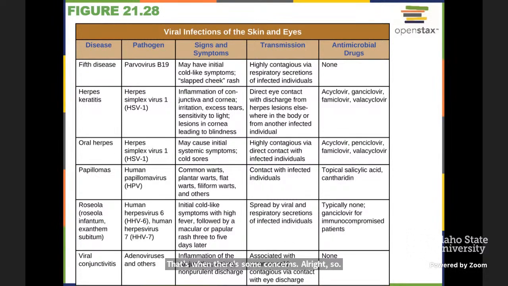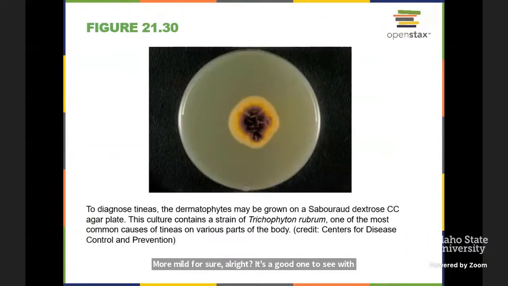And then the viral conjunctivitis, like I said, with it compared to the bacterial, non-purulent discharge, more mild for sure. All right. It's a good one to see with common cold, where you can get a bit of conjunctivitis as a result of that.